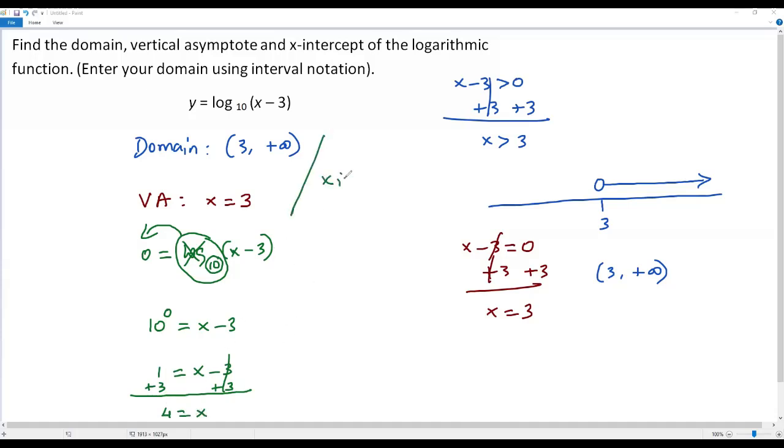Okay, now let me write the x-intercept over here. Just a moment. X-intercept. Already we know that the y coordinate is 0. That is, we plugged in y equals 0 and we got the value of x, that is 4 comma 0. So this is the x-intercept of the given logarithmic function.